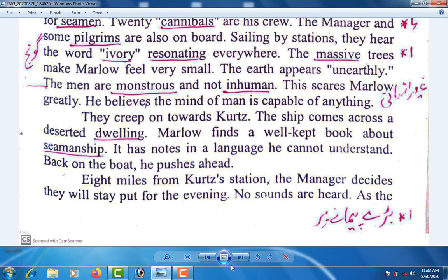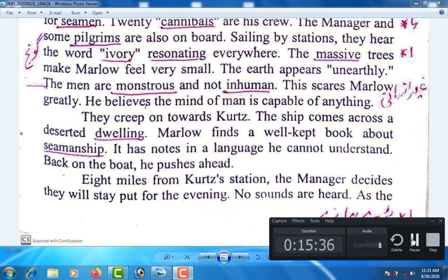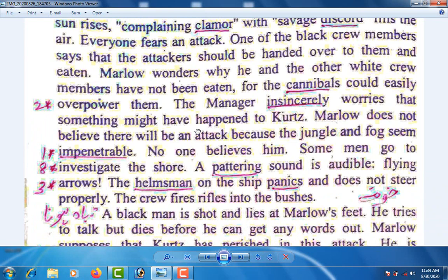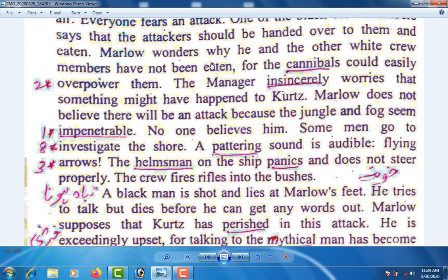No sounds are heard as the sun rises. Complaining clamor with savage discord fills the air. Everyone fears an attack. One of the black crew members says that the attackers should be handed over to them and eaten. Marlow wonders why he and the other white crew members have not been eaten, for the cannibals could easily overpower them. The manager insincerely worries that something might have happened to Kurtz.